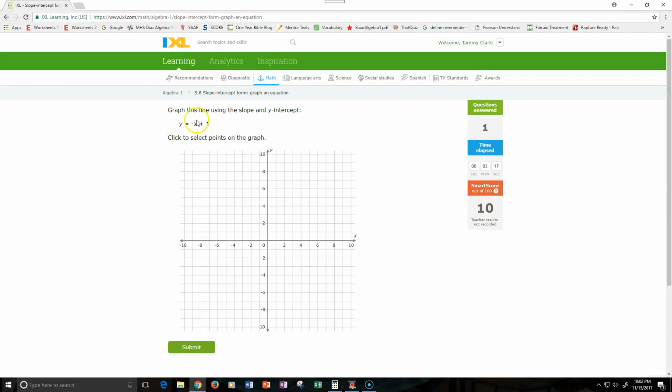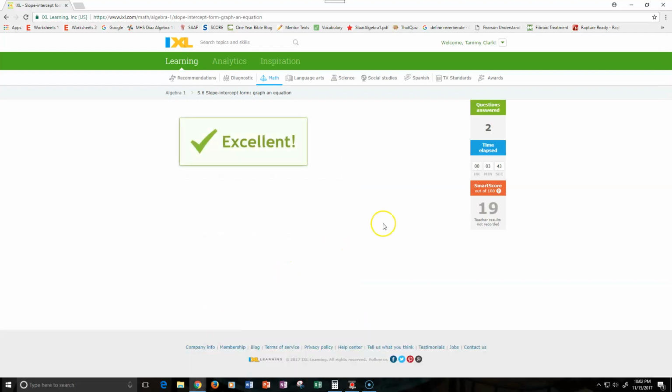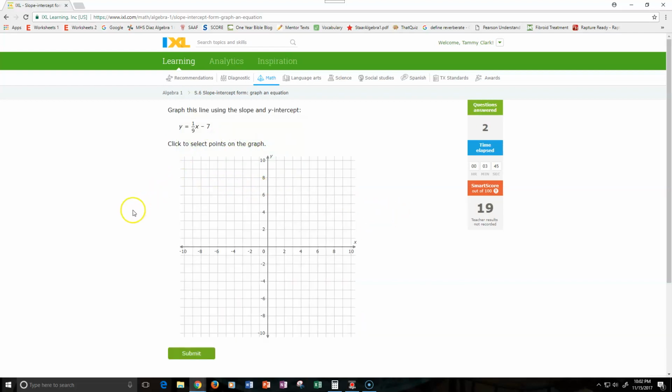This again is going to be a negative slope because I have a negative in front of my slope, which is an imaginary 1 right here. So I'm going to start at my y-intercept, which is positive 1. I'm going to go down 1 unit and to the right 1 unit. Notice how the line falls as you read it from left to right. Look at how excellent we are.